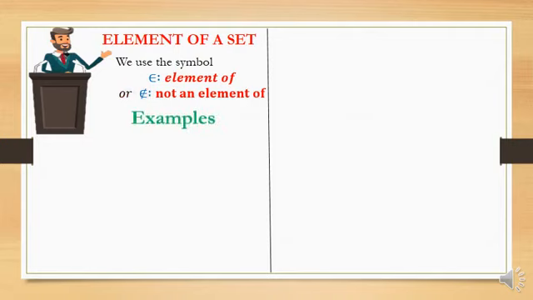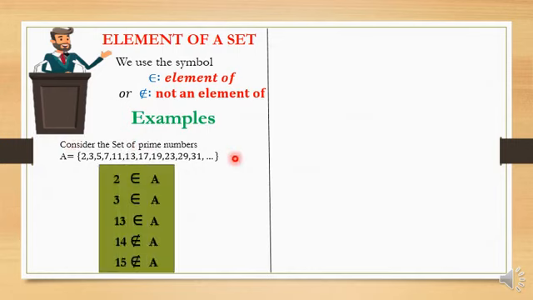This helps us to be able to illustrate whether or not an item is an element of a set, using this symbol "element of". Right, let's consider the set of prime numbers, for example. Now we have this displayed on your screen. Now let's check that 2 is an element of the set A, where A is the set of prime numbers.